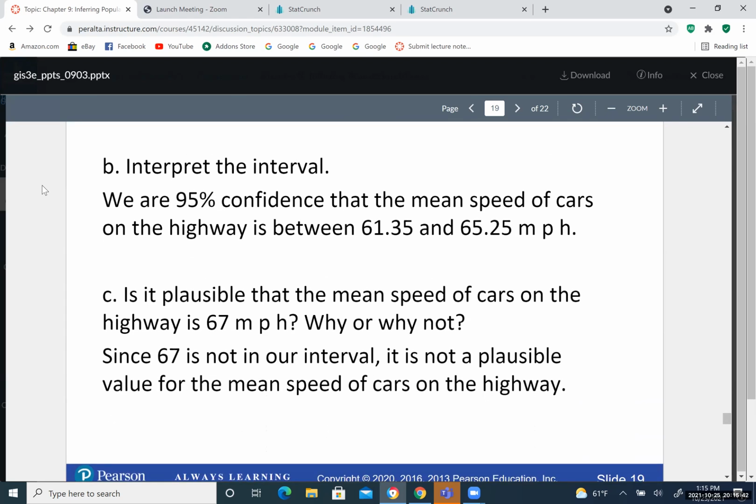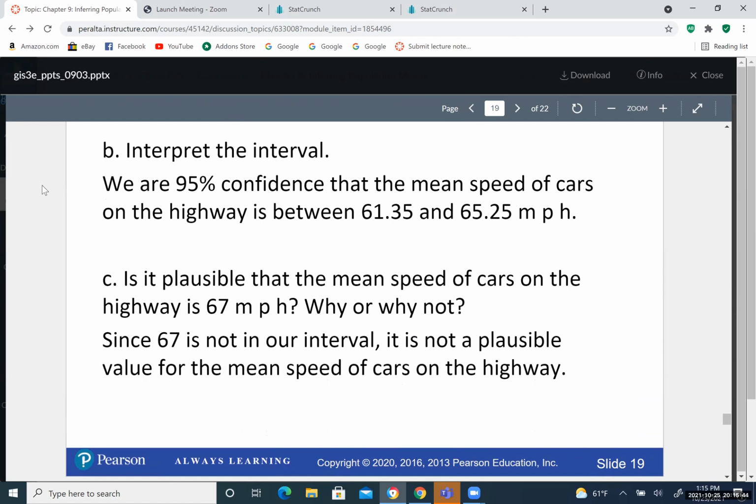So this is just similar, okay? We're estimating the 95% interval that we just found for part B, and this interval is the conclusion. We also need to interpret this. We are 95% confident that the mean speed of the cars on the highway is between 61.35 and 65.25 miles per hour. This is what I need you to write for interpretation.